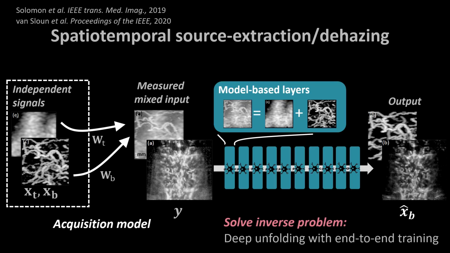And for that, we're again going to use model-based deep networks based on deep unfolding, based on end-to-end training to solve that inverse problem. So first, let's have a look at that inverse problem and see what particular aspects of it we can make use of.